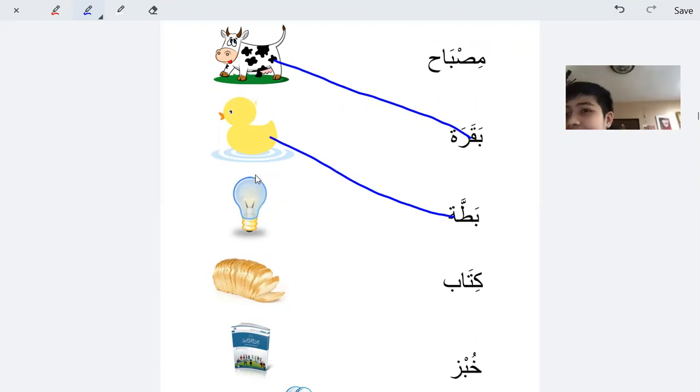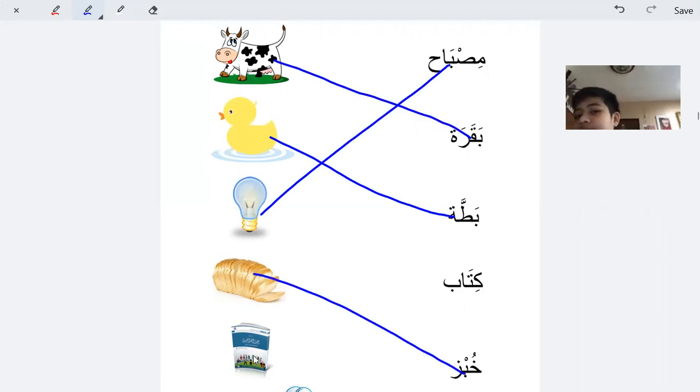Then what is the word for the third picture? Light bulb. So in Arabic, khubz? No, khubz means bread. Misbah. Misbah, good. Next. Bread. Khubz. Next. Book. Kitab. Kitab, correct.